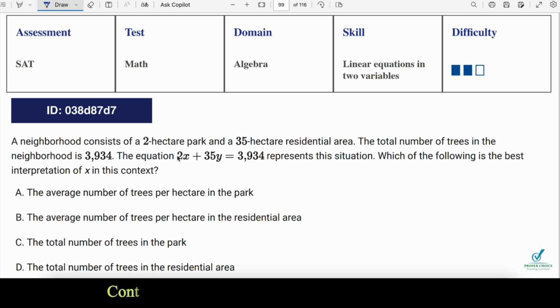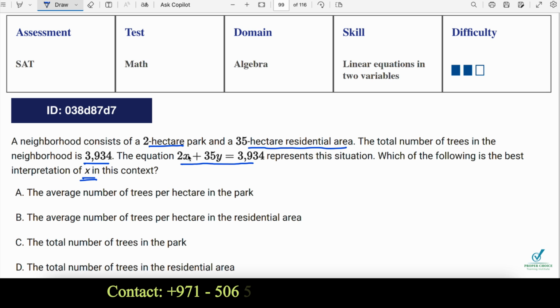A neighborhood consists of a 2-hectare park and 35 hectares of residential area. The total number of trees in the neighborhood is 3934. The equation 2x plus 35y is equal to 3934 represents the situation. Which of the following is the best interpretation of x in this context?